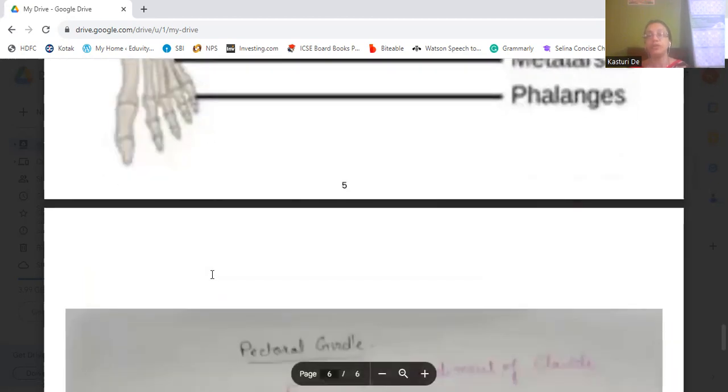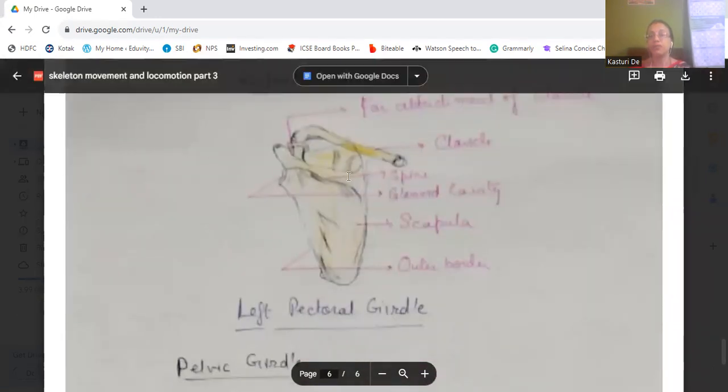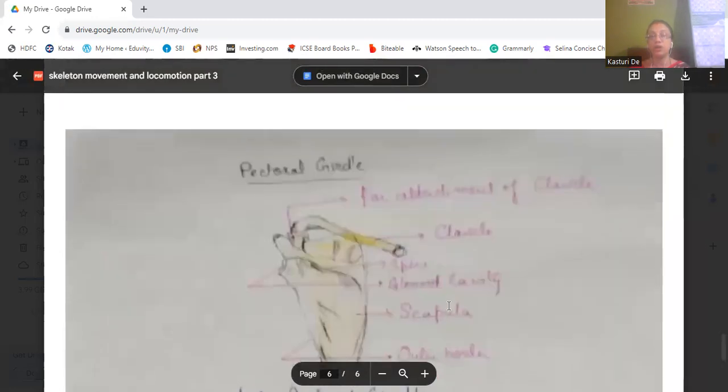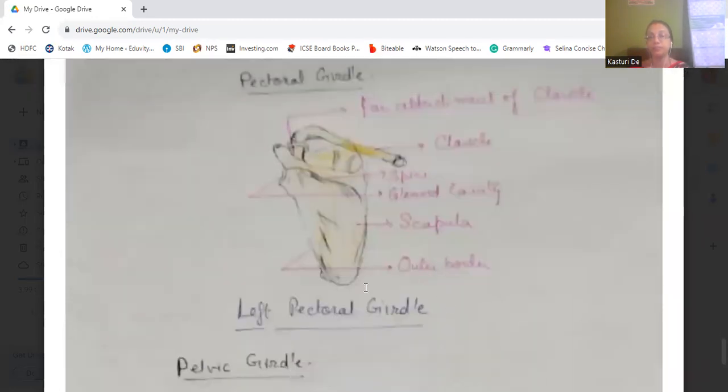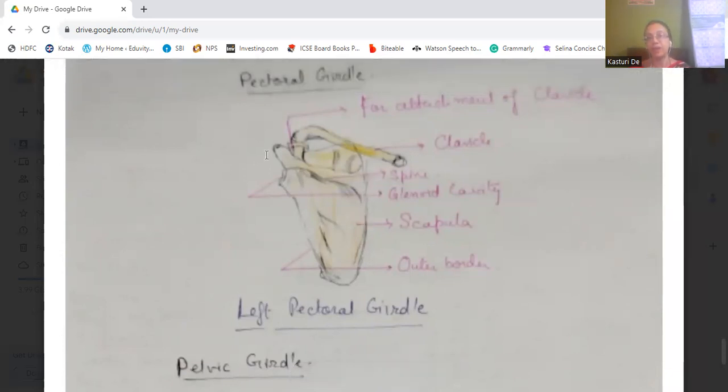Then we come to the girdle. See, this is the pectoral girdle we can see. In the pectoral girdle, we have the scapula. This is the triangular bone. In the scapula, we have a spine-like structure. There is a cavity which is known as the glenoid cavity, where the head of the humerus gets attached. This is the outer border of the scapula.